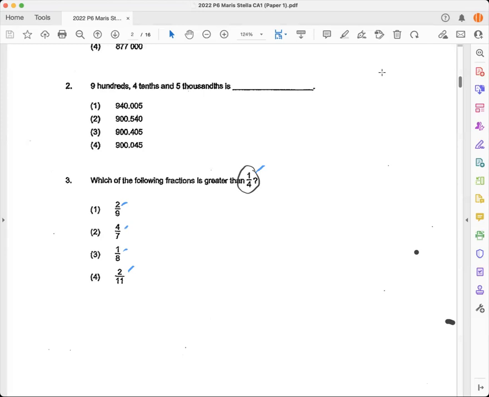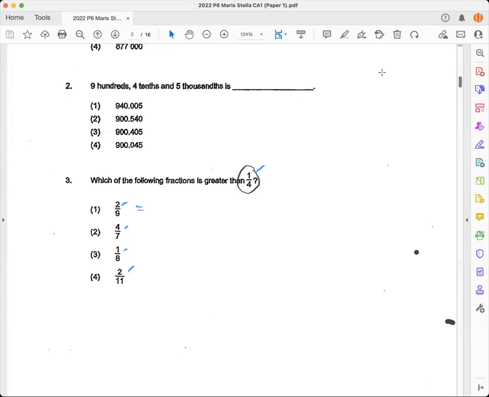However, if you look at the denominators, they are 9, 7, 8, 11, and 4. To find the lowest common multiple of these numbers is pretty difficult. So it's quite obvious the strategy is to make the numerator the same. So let's make the numerator into 4.